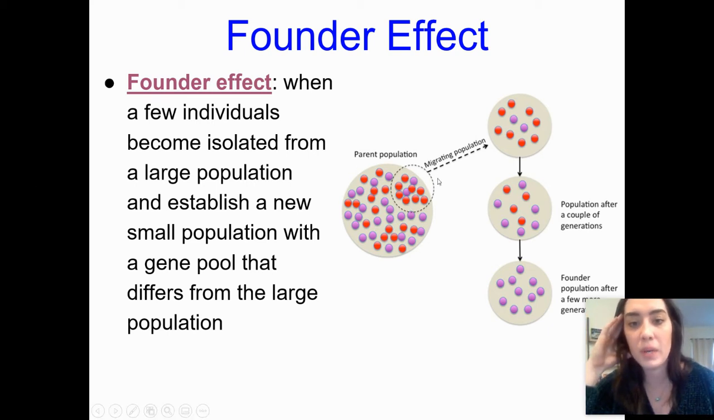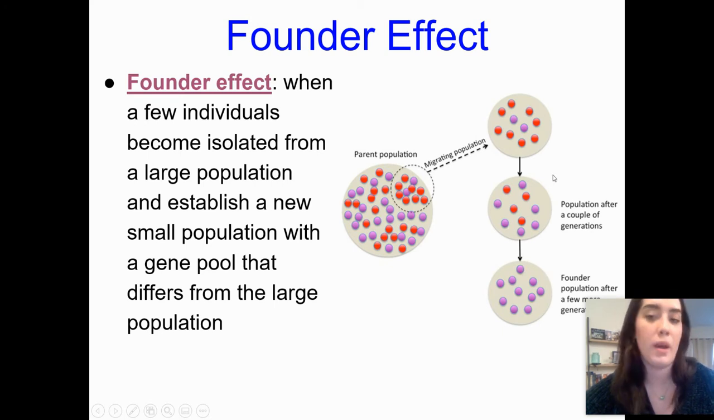With this visual, there's a parent population, this very large population, and some of them migrate to an isolated area where they're no longer a part of the parent population. So then you see that the majority of this small population now is red, right? But for some reason, by chance, the purple ones may reproduce, and then they become over time the majority allele for that population.